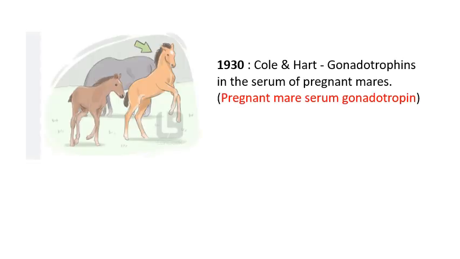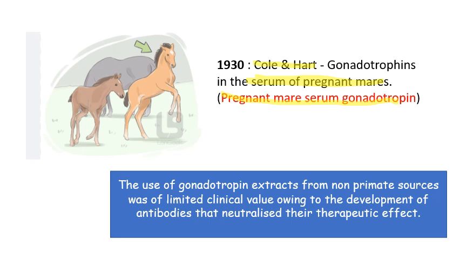Let's come to 1930, where Cole and Hart described the gonadotropin in the serum of pregnant mares, which is known as pregnant mare serum gonadotropin, or PMSG. But it was not of much use because there is antibody formation to this product, which will lead to neutralization of its therapeutic effect. Thus, it was not much used.